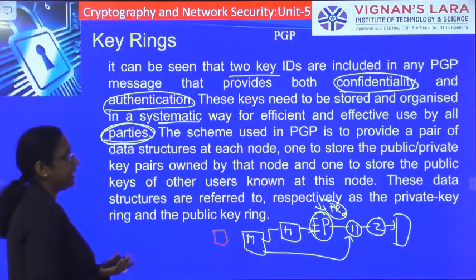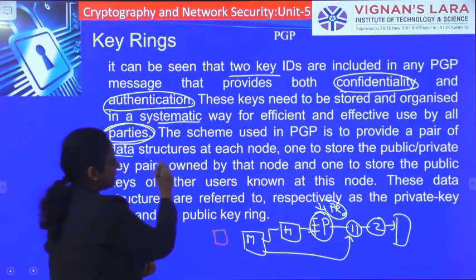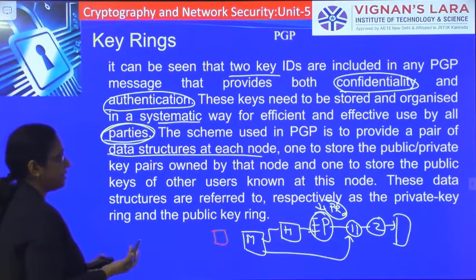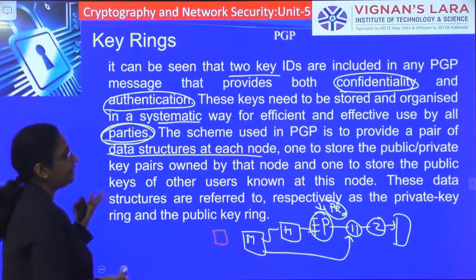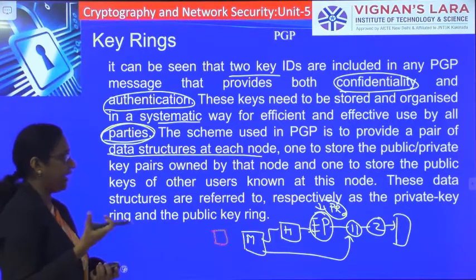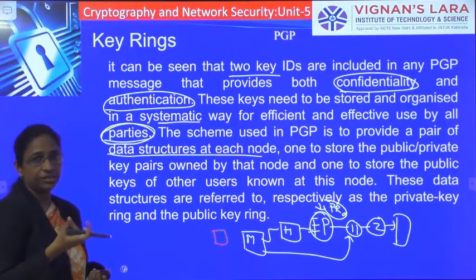The scheme used in PGP is to provide a pair of data structures at each node: one to store the public and private key pairs owned by that node, and one to store the public keys of other users known at this node. So PGP maintains a pair of data structures at each node.